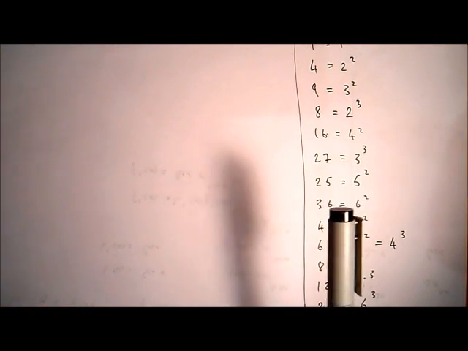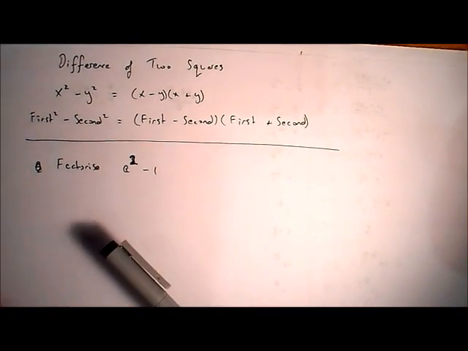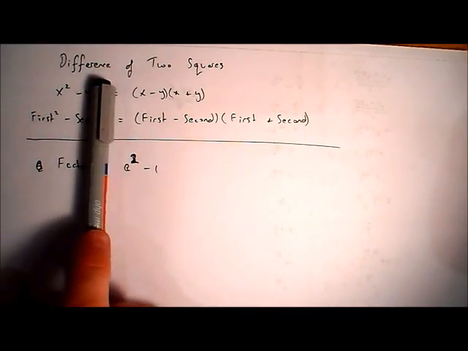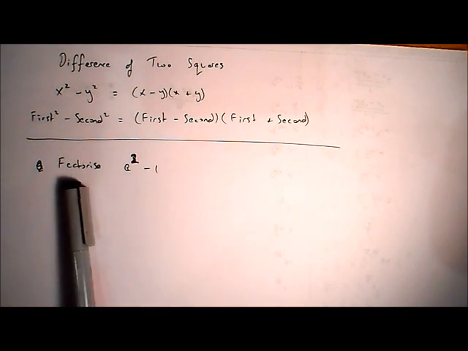All the way down to here is 216. Right, you can't see it. 216 is the same as 6 cubed. So we're going to come back to these numbers in the next few videos. What this video is all about is this idea of the difference of two squares. So let's have a look at an example.